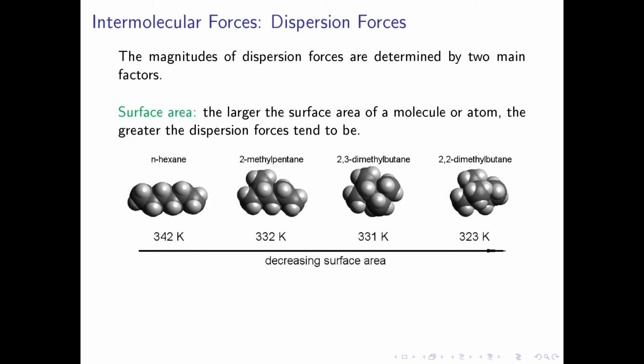Next, we move an additional CH3 group to form 2,3-dimethylbutane. This is now a much more ball-like molecule, and we see that the boiling point has decreased to 331 Kelvin. Lastly, we form 2,2-dimethylbutane, which is now quite spherical, and we see that the dispersion forces are much less, and the boiling point has decreased to 323 Kelvin.